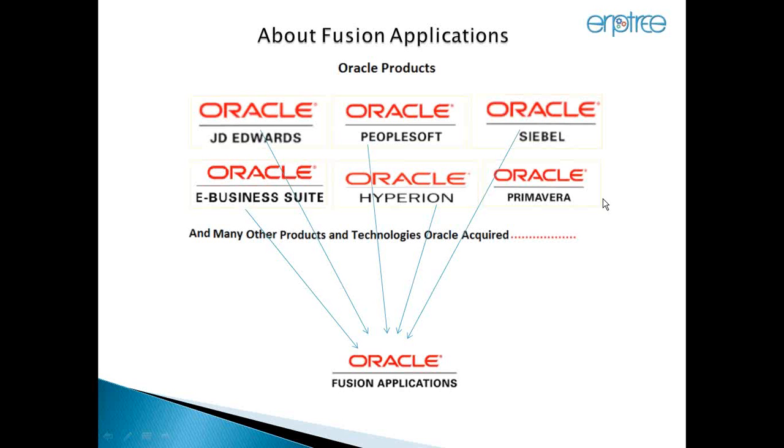Now the simple example. In every EBS implementation, we require a minimum of one or two technical consultants, depending on the volume and size of the project and what information we are going to migrate. We need a technical consultant to do the data conversion. But in Fusion, the functional consultant can do the data conversion. So that is the reason technical resources are not required.